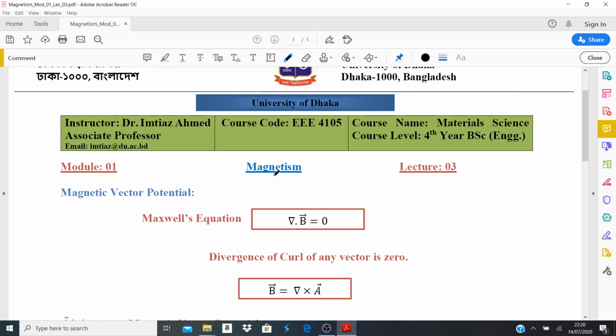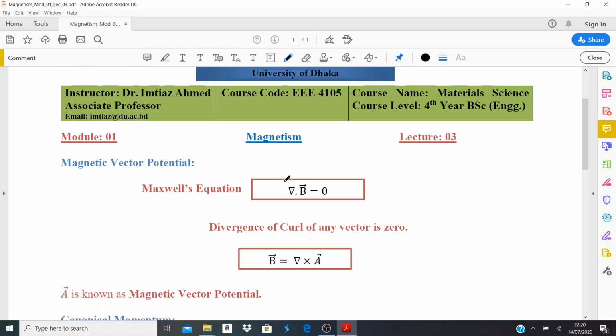In this lecture, I want to discuss some of the important physical quantities of interest that are important in understanding different aspects of magnetism. The first quantity that I want to discuss here is known as magnetic vector potential.